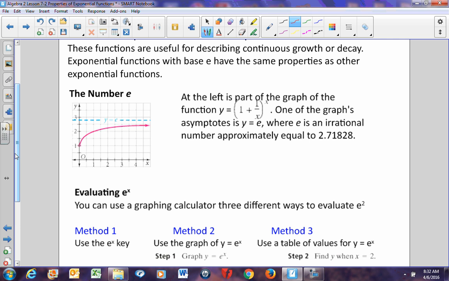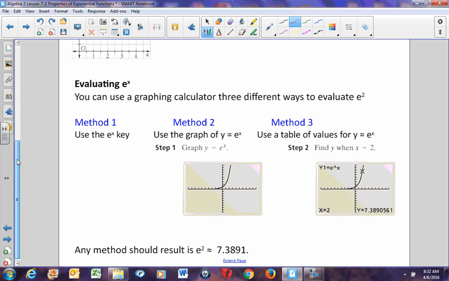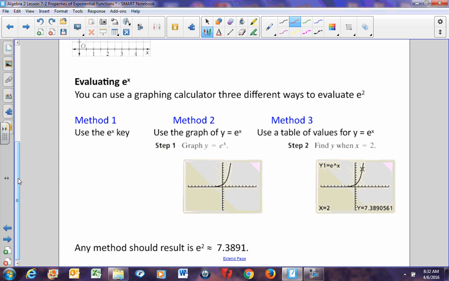So how is e helpful? There are 3 ways we can evaluate e: really easy, mediumly easy, and ridiculously stupid, in my opinion. My opinion only. Please don't take that for the possible truth. The easiest way is to use the e to the x key on your calculator. Just use the e key.